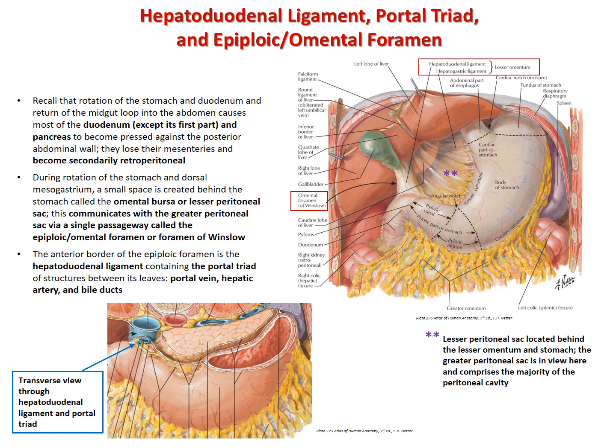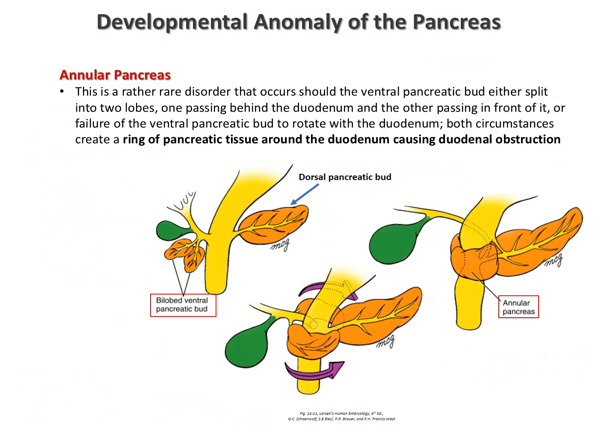The epiploic foramen is bounded anteriorly by the hepatoduodenal ligament, which forms the free edge of the lesser omentum. In lab, you will place your index finger behind this ligament and then press your thumb across this ligament to palpate the portal triad contained within the hepatoduodenal ligament. This triad includes the portal vein, hepatic artery, and bile ducts.